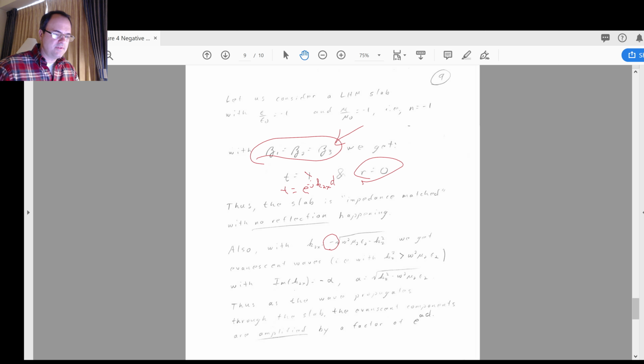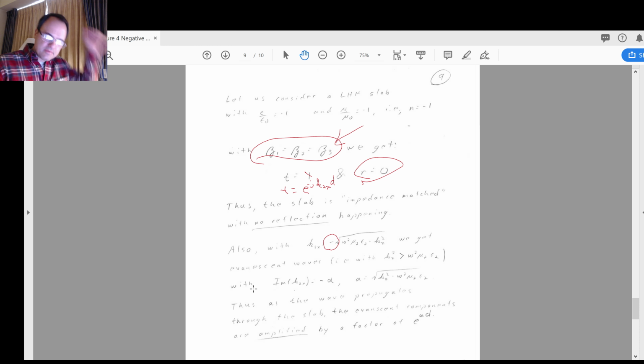But we also get evanescent waves. With evanescent waves, in a prior lecture I said you can have two conditions. You can have K be real and positive, and then your imaginary part of K will be positive as well.